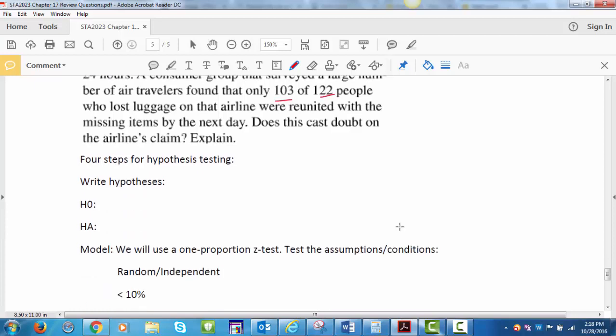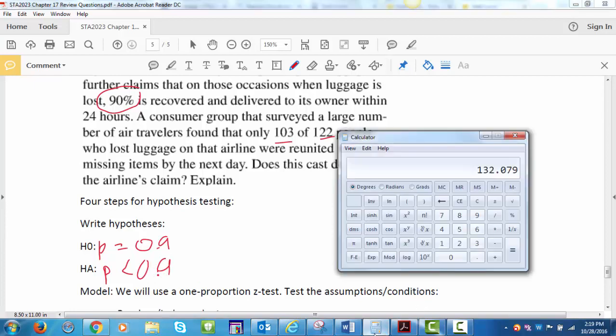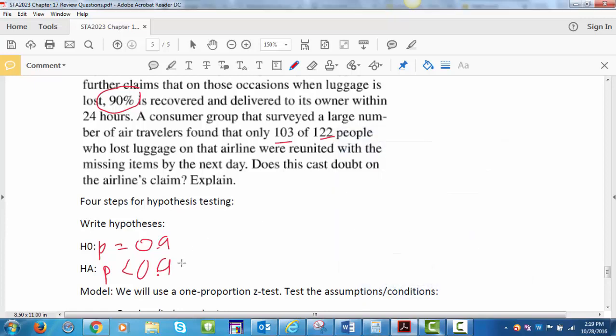All right, so remember our steps again. The null is going to be, again, we're doing a proportion, and it's going to be what? That specified proportion of what? 0.9, 90%. Now, we want to know if this casts doubt on the airline's claim. If it's casting doubt, it shouldn't be greater than, it should be less than 0.9, right? Because we were thinking that maybe not enough are getting returned. And in fact, let's calculate the p-hat from that sample data. It was 103 divided by 122. And in fact, if you notice there, it is less than 90%. So definitely this is the alternative that we want to test. Did fewer than 90%, or a smaller proportion.